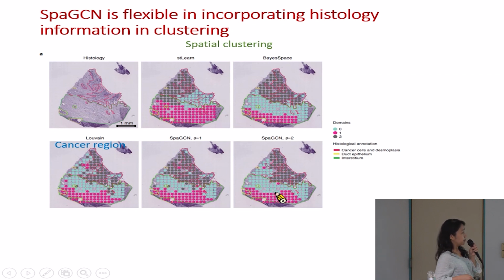And the cancer region is shown in the dark gray color. So they compared this method and found that SpaGCN is most similar to the histology region. So they find that this tool is very similar to the histology cancer region.